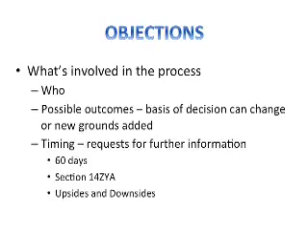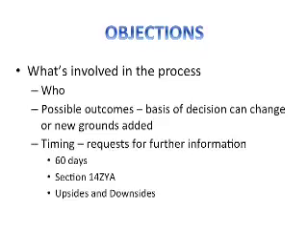Part of the objection process can involve the Commissioner asking you for further information. The Commissioner can ask for further information within 60 days. You then respond, and the Commissioner then has another 60 days in which to issue his notice of objection. And oftentimes it takes longer than that 60 days. Section 14ZYA of the Taxation Administration Act allows you to force the Commissioner to make a decision.